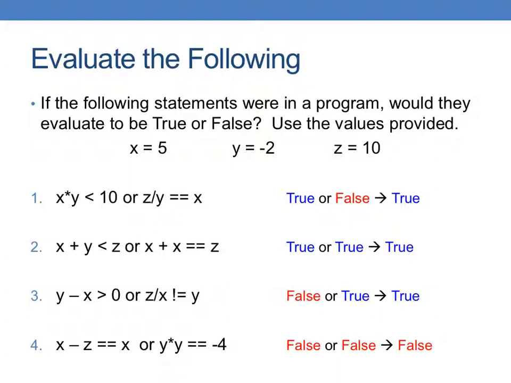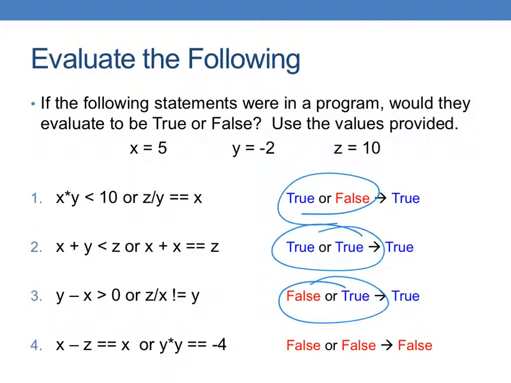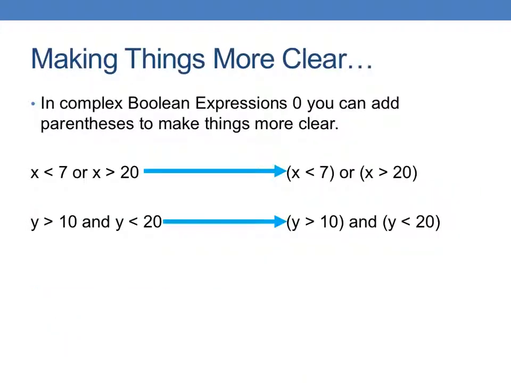So check through your answers, see how you did. Hopefully you notice that if there's any component that is true, it evaluates to be true when you have an or in there. So different than an and. The only time an or evaluates to be false is if you have all statements that are false.